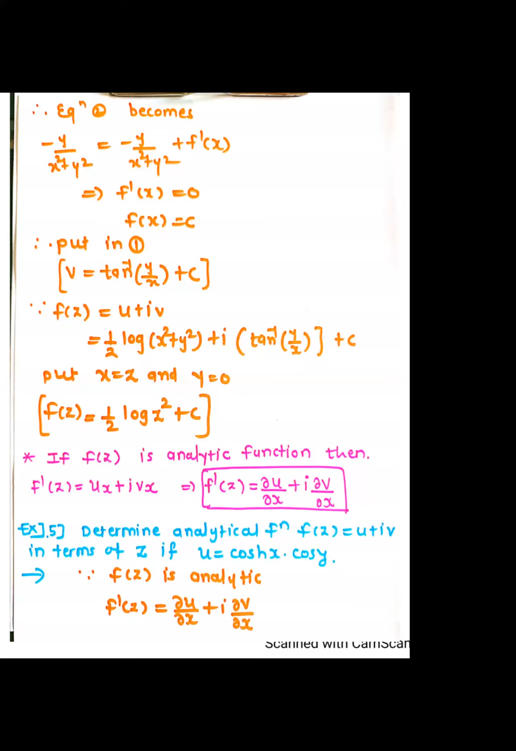Okay, so now before going to start the next example, see there is one important theorem. This is the theorem we are going to use in the next examples. Just read the statement of the theorem, that if f of z is an analytic function, then f dash of z equals to ux plus I times vx. Means what? F dash of z is dabba u by dabba x plus I times dabba v by dabba x. This is the theorem. It is true only for x. Dabba u by dabba x plus I times dabba v by dabba x. Y साठी नाहीये. This is the theorem.